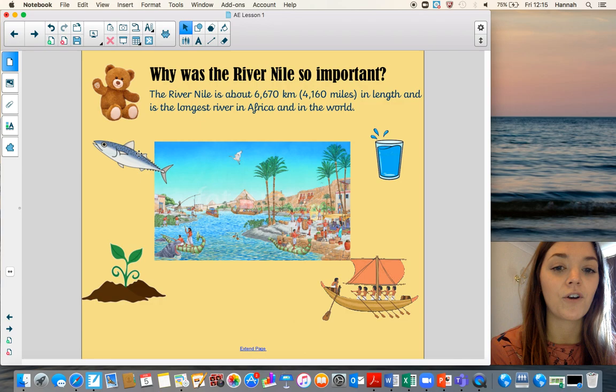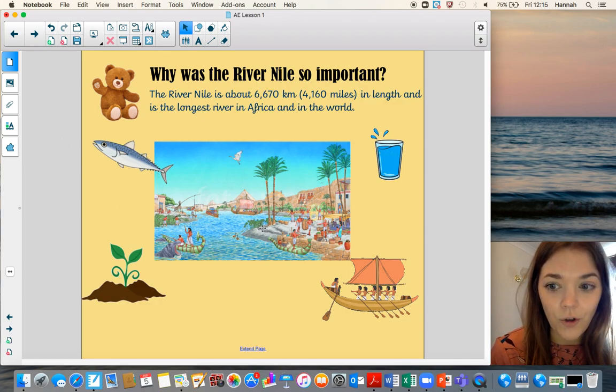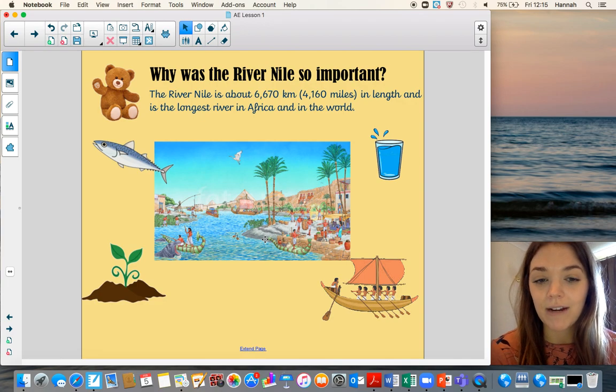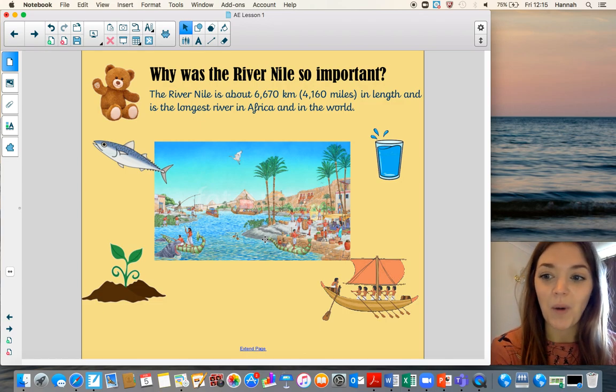Then we've got, don't know if you can see actually, but if we look closely along the edge of the river, there are some reeds. Okay, so those reeds are what they used to create paper, and that paper is the papyrus paper. So some of you might have noticed that from the video you watched, but I thought that was really interesting that those reeds grew on the River Nile and that's what they used to create their paper.